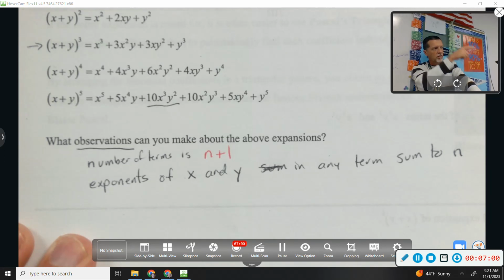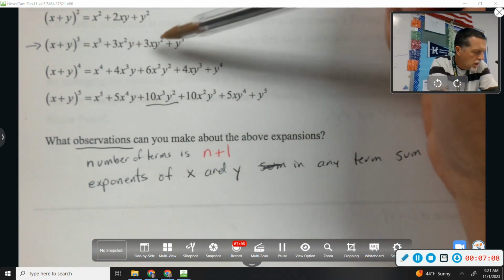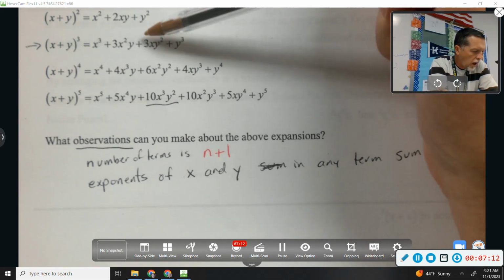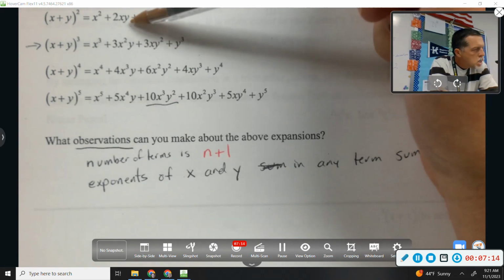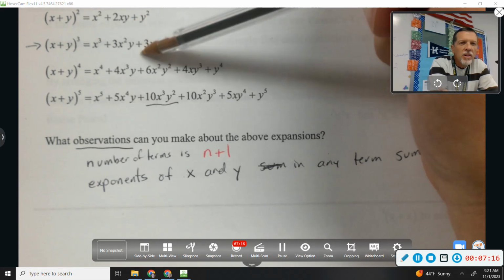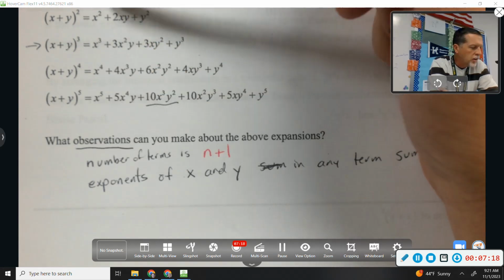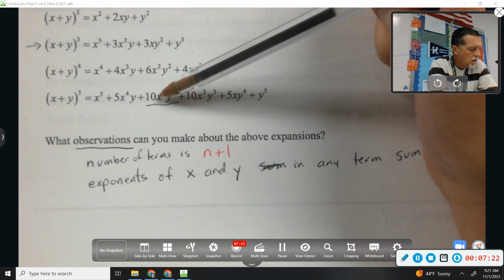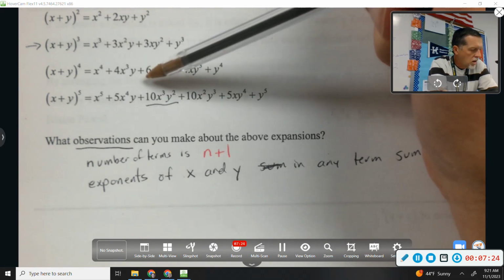Good observation. Andrew, something else. The exponent of x, y was 1 less than the exponent of the equation. Say that again? The exponent of x, y is always 1 less than the equation. Yeah, but not all the terms have an x, y. Like not all the expansions. 5xy to the 4, and then 4xy to the third, and then 3xy to the second.